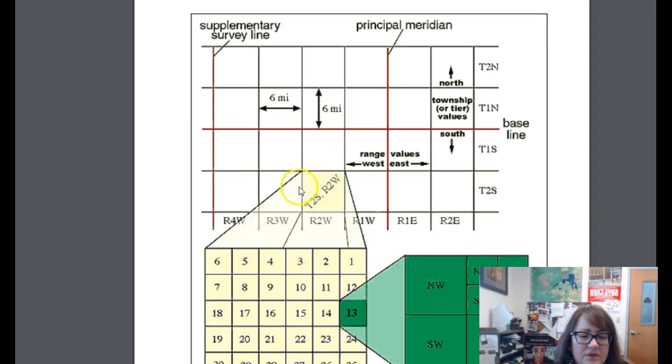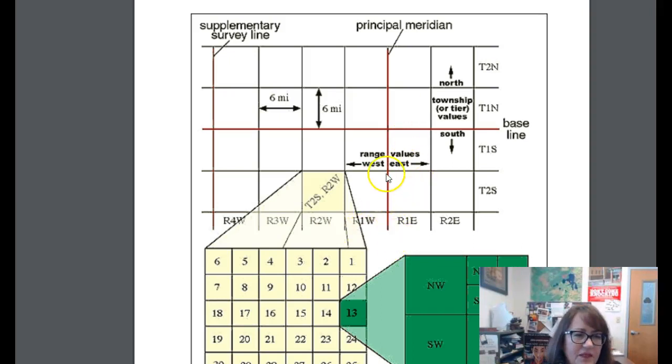So this particular drawing is talking about this township, which if we go from the initial point, we go west 2 and down 1, 2. So this square is township 2 south, range 2 west. This township, right here where my cursor is placed, would be township 1 north, range 1 east, and so forth.